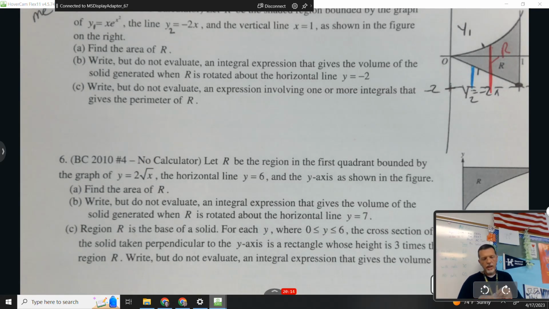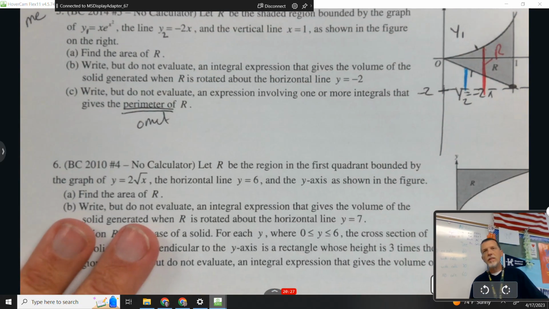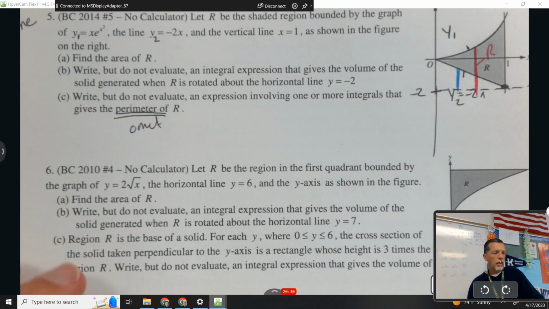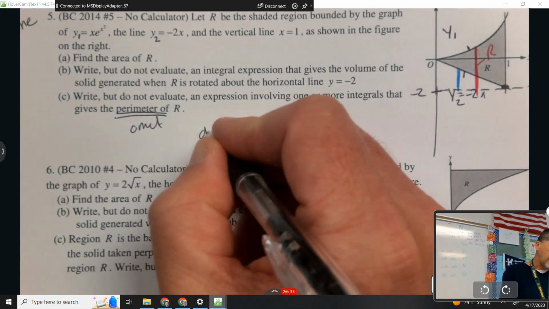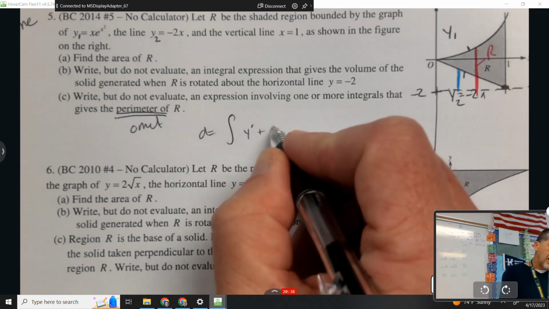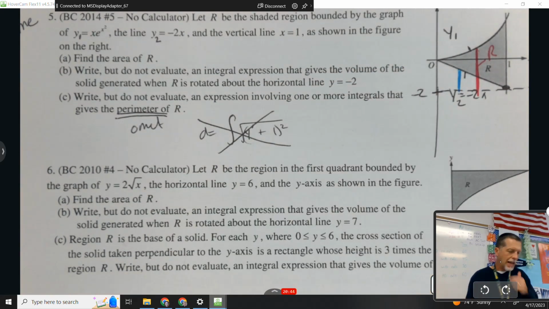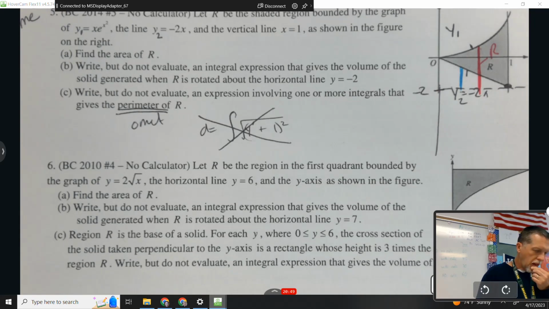Write but do not evaluate again. An expression involving one or more integrals that gives the perimeter of R. We can omit that because we didn't do distance. We don't do distance. Oh, okay. It's a BC thing. Yay. It has to do with the Pythagorean theorem, but we're not worried about it. We no touch. Yeah, I threw out one of those that had a perimeter, but I didn't catch that one.